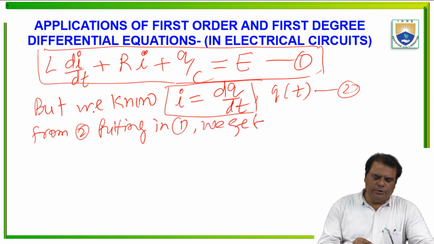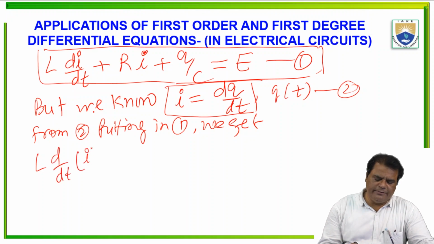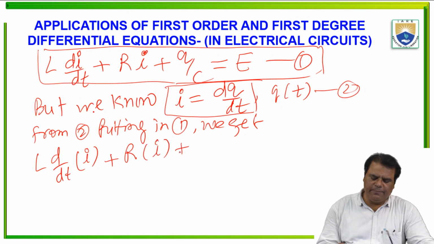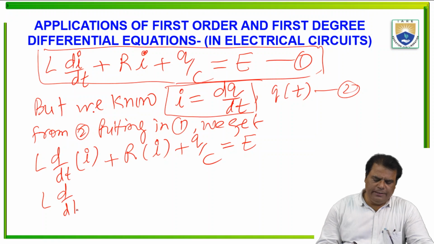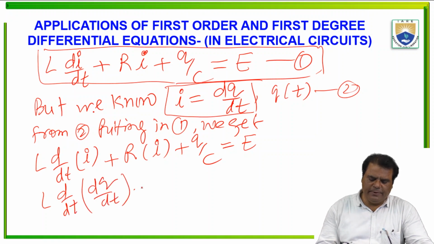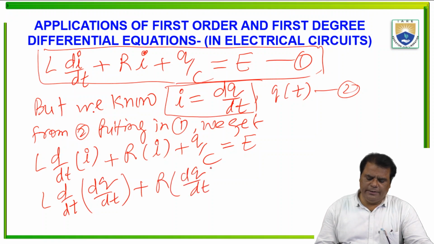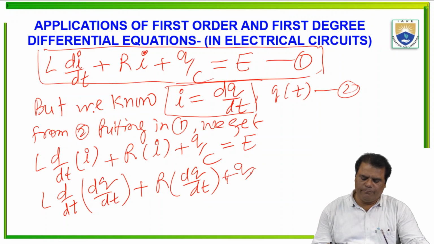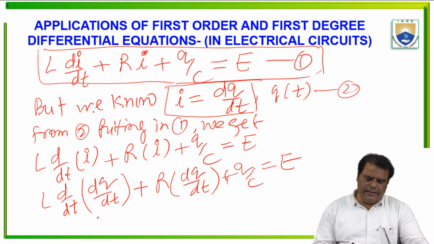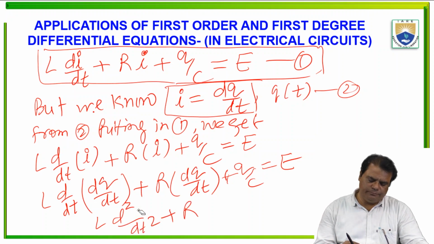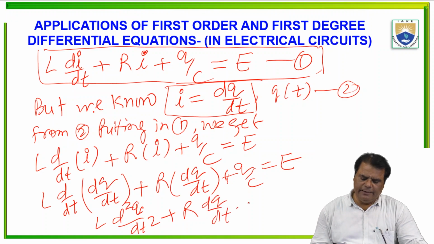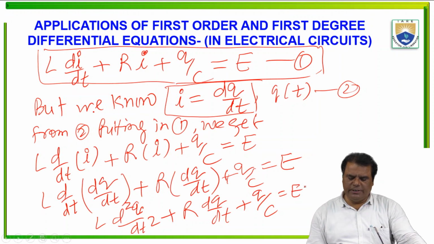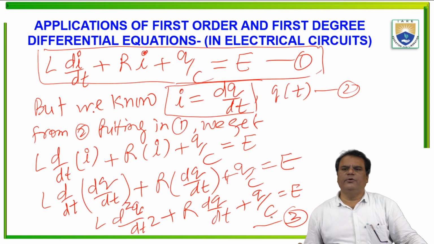We get L d over dt of i plus R i plus q by C equal to E. Now putting i as dq over dt: L d2q over dt2 plus R dq over dt plus q by C equal to E. This is equation number 3.